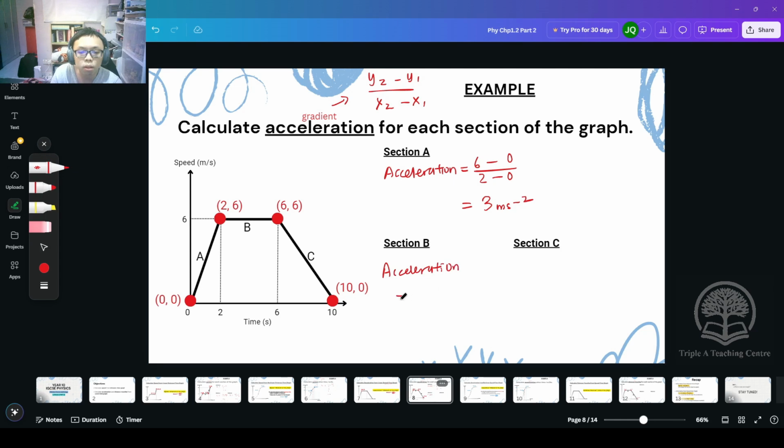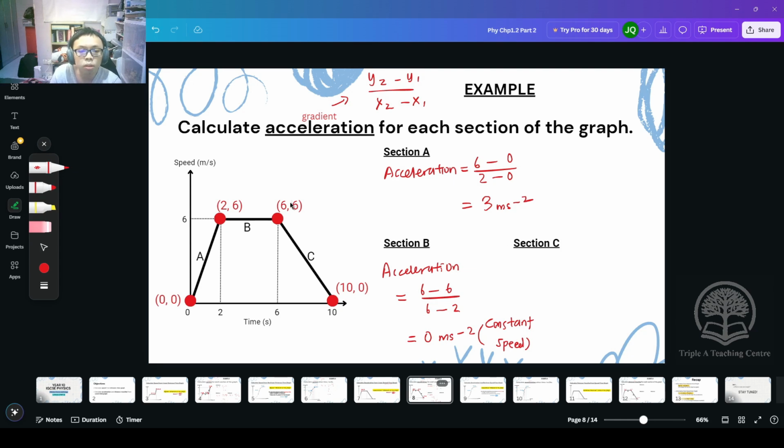So for section B, you just do the same thing. You use the same formula, calculate the gradient: 6 minus 6 over 6 minus 2. You will get 0 meter per second per second. Okay, what does this mean? Acceleration is 0. So it means that the object is moving at constant speed. It's not accelerating.